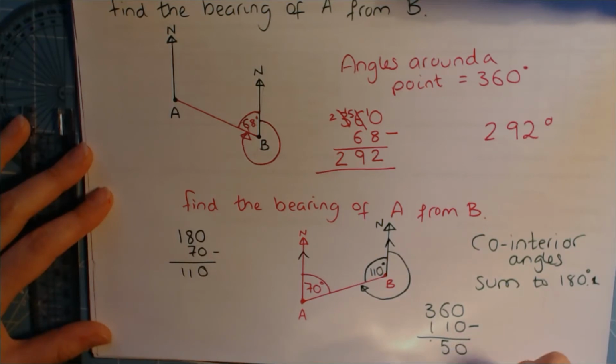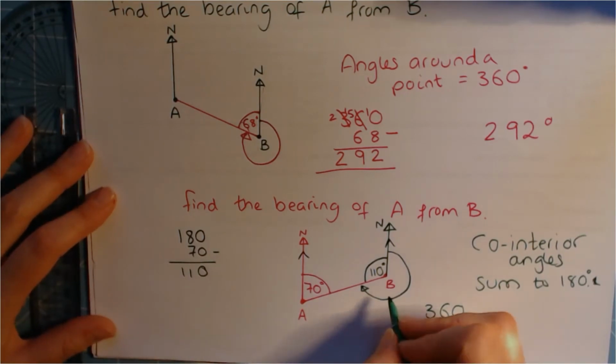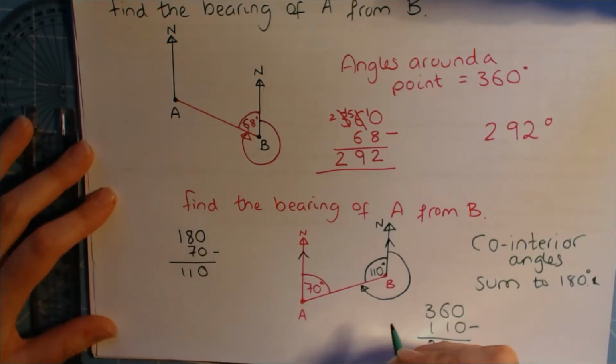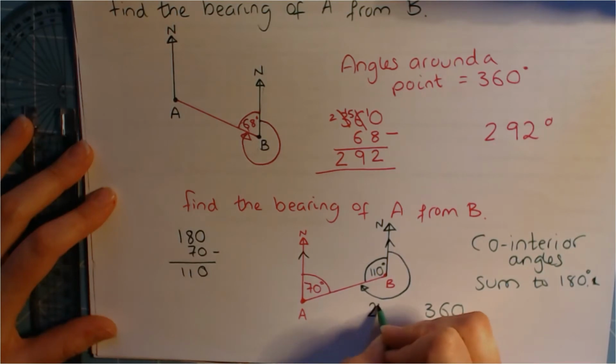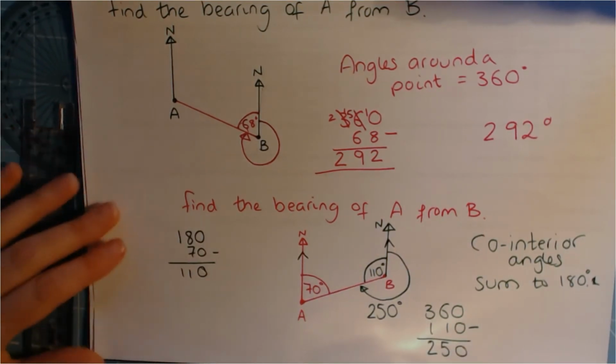I nearly wrote 450 then. I thought that can't be right. I added instead of subtracting. So 250 degrees there. Okay, 250. Let me just put that to the side there. 250 degrees. You'll obviously be given a place to put your answer in. So that's the bearing of A from B.